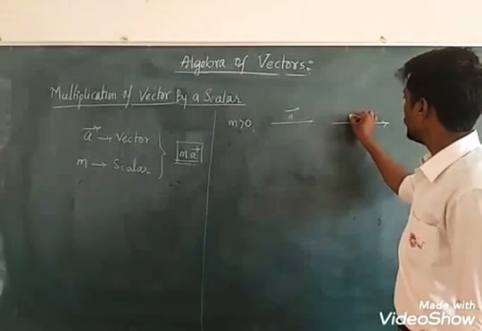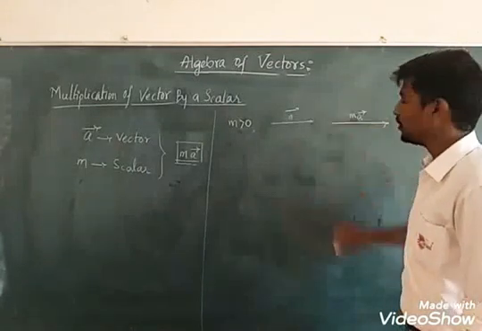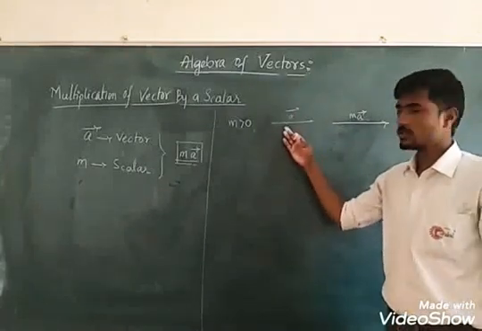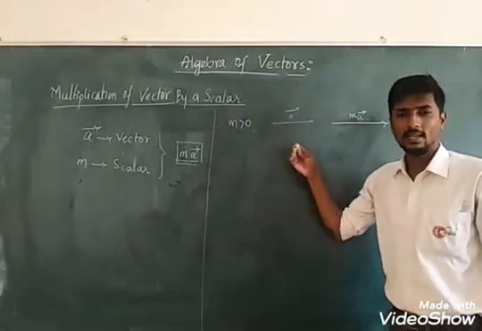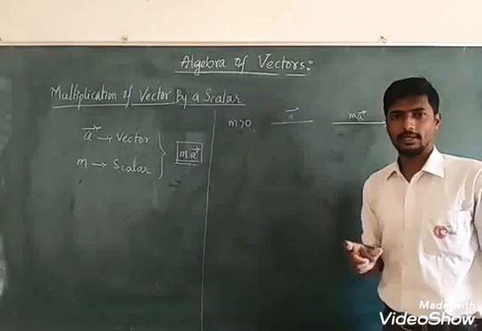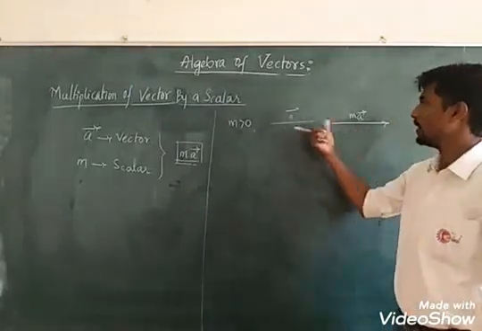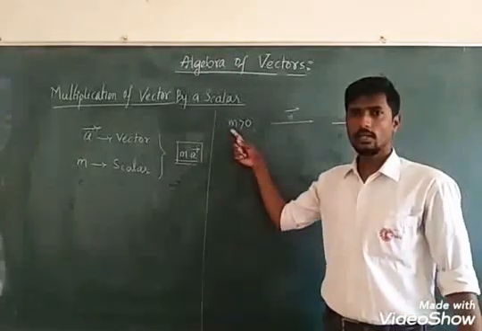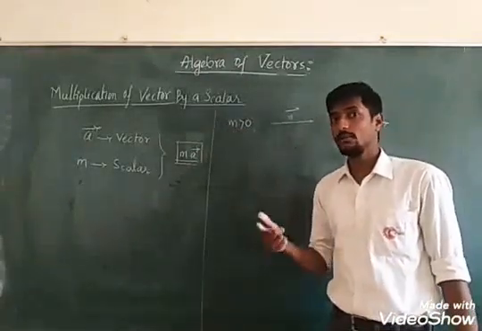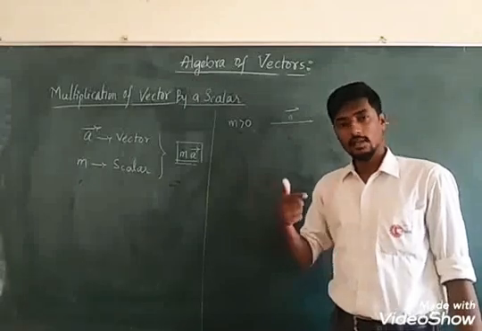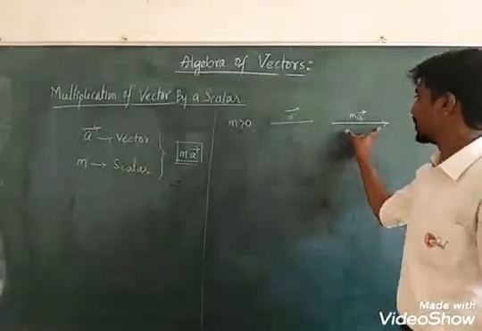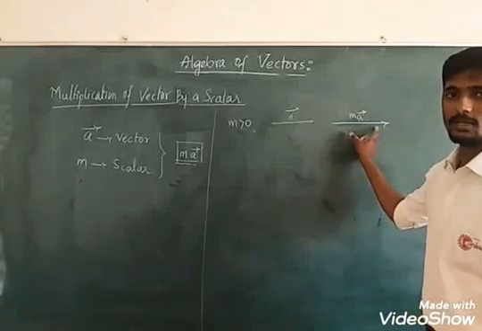The M into A should be in the same direction, whatever the direction of A, and definitely there will be a slight increment in the length of the resultant vector. Because M is a scalar quantity, we are multiplying M with the vector, which means we are multiplying with the magnitude of the vector A here. So that's why its magnitude will be increased.